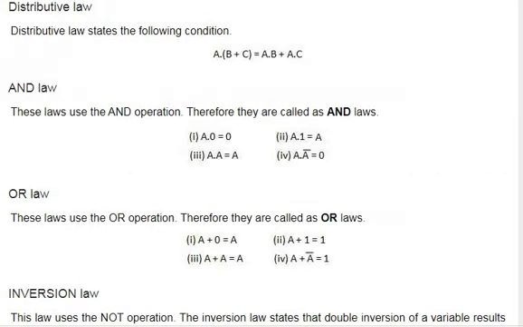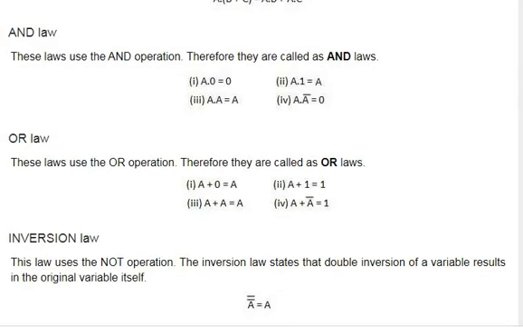So we have distributive law, and we have AND operation. For OR, it is plus, and we have inversion, which is nothing but NOT. You can see the symbol over there.